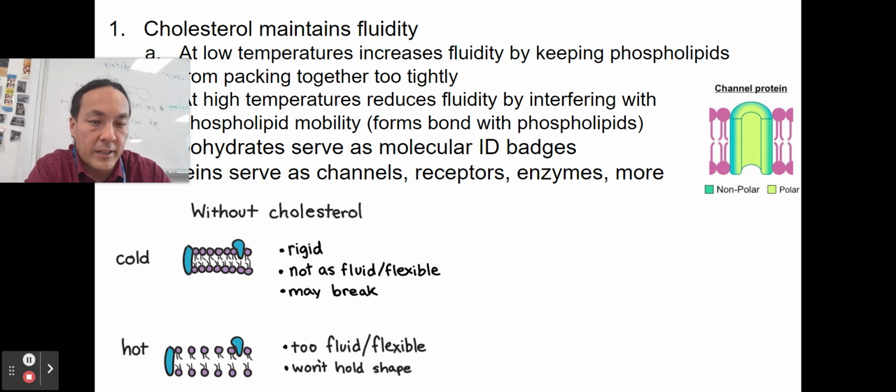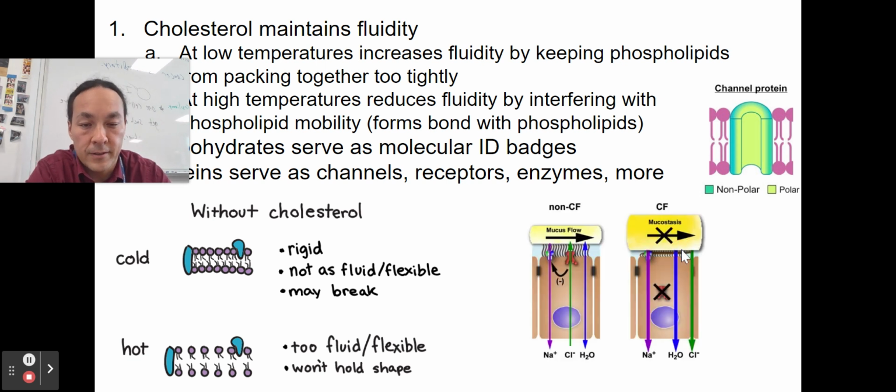Here's an example of a channel protein. This is interesting. The R groups, remember from Unit 1, that are out here would have to be nonpolar, right? Because they're dealing with the nonpolar interior of the cell membrane. So this would be all R groups that are nonpolar. Whereas the inside can be polar because that might be the molecule that's coming through. So a good example of how the structure of a molecule leads to this function.